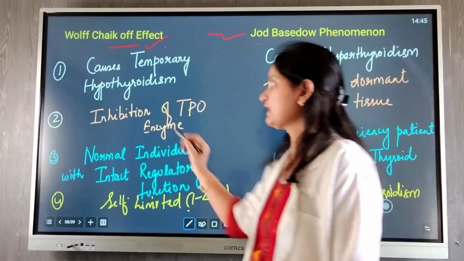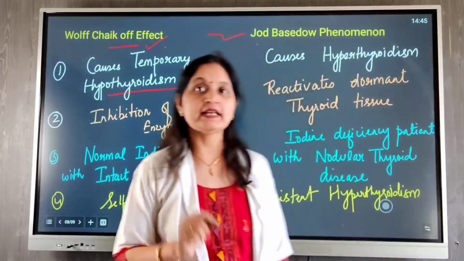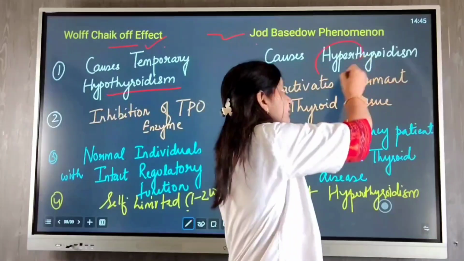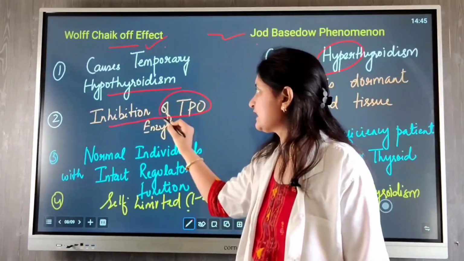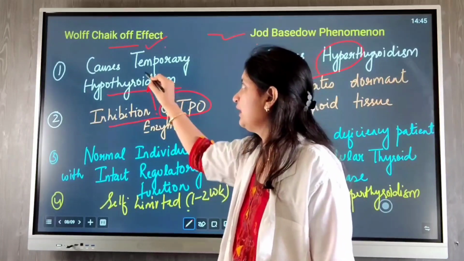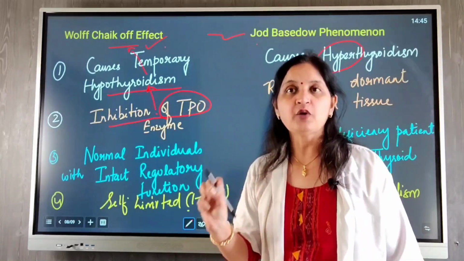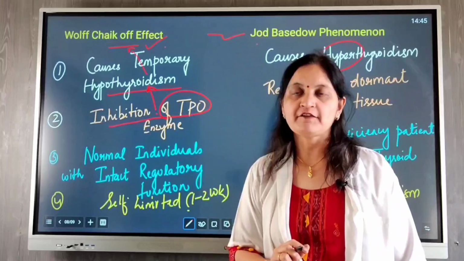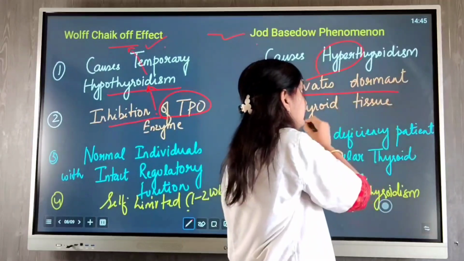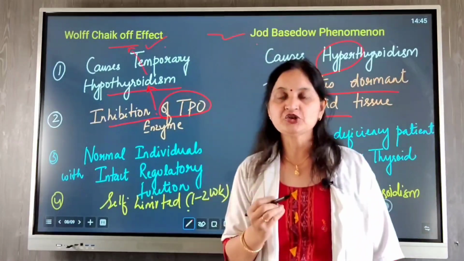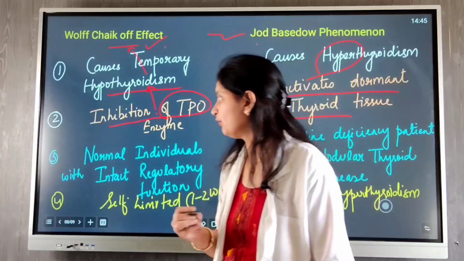In Wolff Chaikoff's effect, there is hypothyroidism which is induced by iodides. But in Jod Basedow's phenomenon, there is hyperthyroidism which is induced by iodides. Secondly, there is inhibition of thyroperoxidase enzyme leading to hypothyroidism in Wolff Chaikoff's effect. Whereas in Jod Basedow's phenomenon, there is reactivation of dormant thyroid tissue. So the thyroid tissue gets autonomously reactivated and produces T3 and T4 hormones.